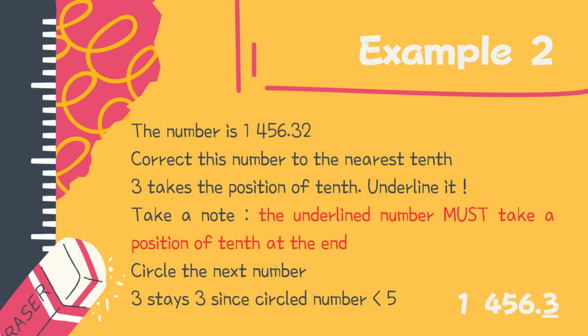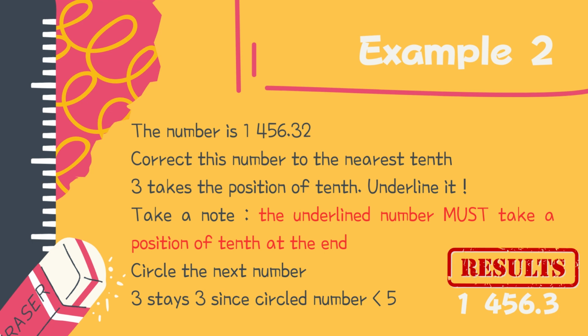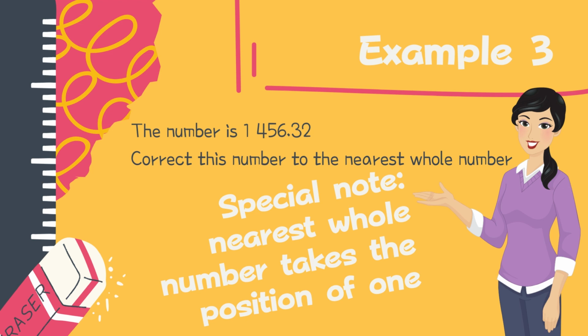And it's time for you to check. The underlined number must take the position of tenth at the end. Does 3 take the position of tenth already? Yes. So this one will be the result. You don't need to add more 0 on it. Okay? Now I think we still have example 3 here.